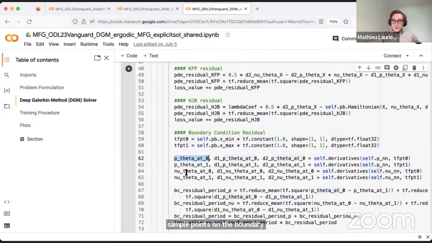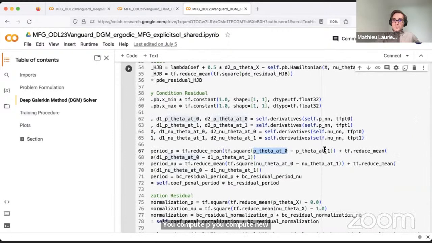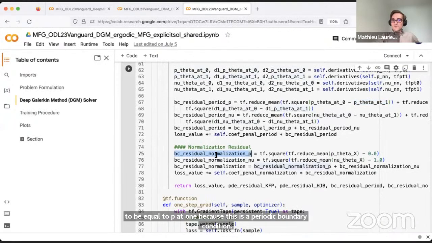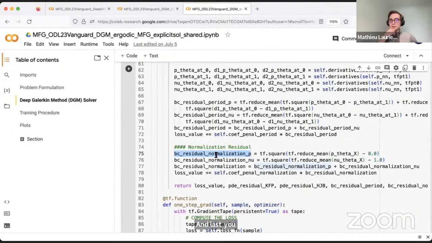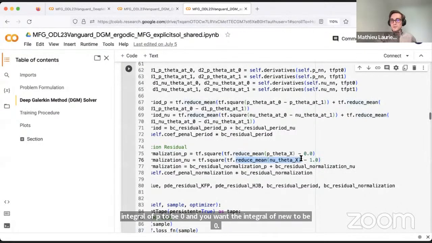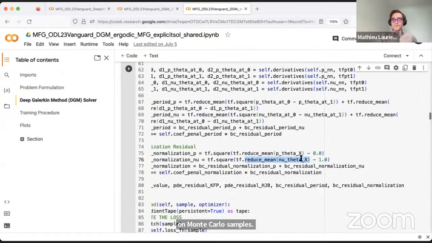You compute P, you compute nu, and then you want P at 0 to be equal to P at 1, because this is the periodic boundary condition. And last, you have the normalization. So you want the integral of P to be 0, and you want the integral of nu to be 0. The integral here is computed using the mean based on Monte Carlo samples, right? Estimated by Monte Carlo samples.